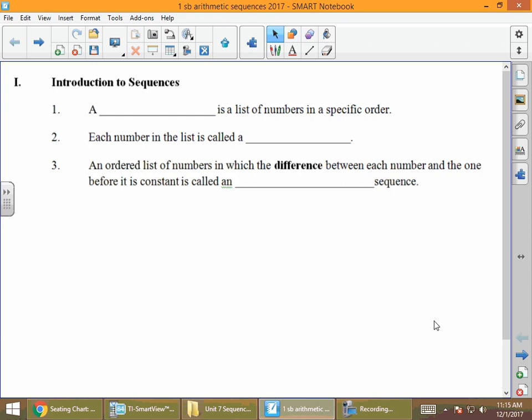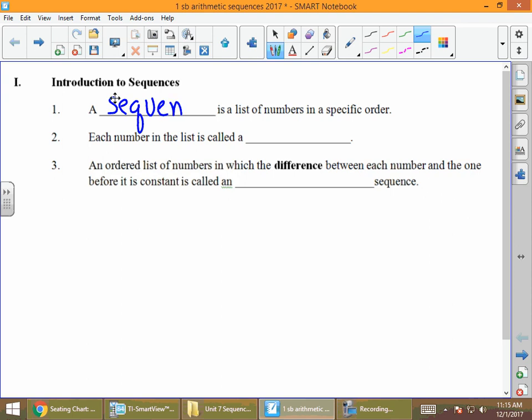We're going to talk about sequences today, and there are actually two types of sequences that we will work with in this short unit. All that a sequence is, is a list of numbers in a specific order. And each value in the sequence is called a term.